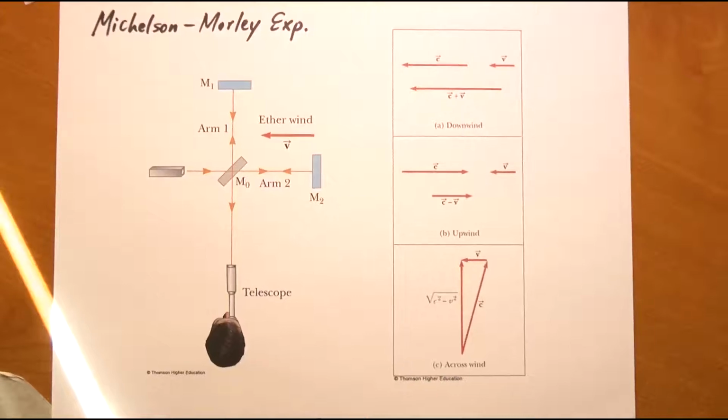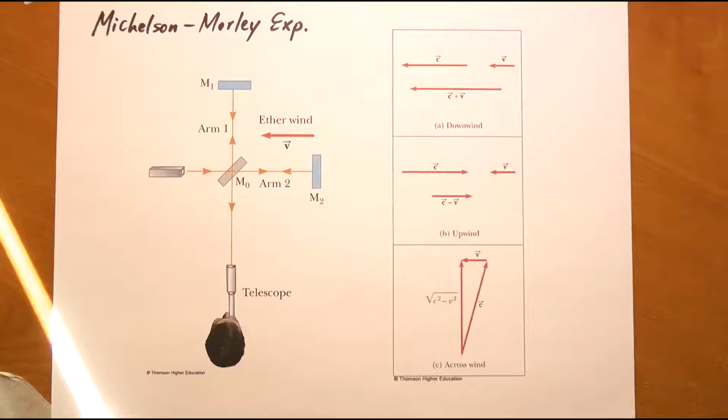Now let's take a look at the so-called Michelson-Morley experiment. We have done an experiment in 1C called the Michelson interferometer. It was invented by Michelson for the purpose of measuring the speed of the Earth going through the vast sea of ether. And the original Michelson-Morley experiment was far more intricate than the one we did in 1C.